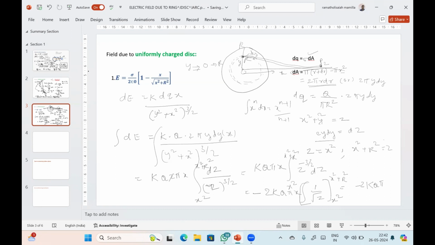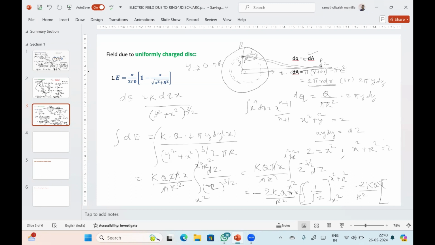Here dq was substituted with pi r square, so pi r square is there in the denominator. The pi gets cancelled and only r square remains. Otherwise, if you want to keep pi, keeping pi here and here, you can write sigma also. That is your wish.